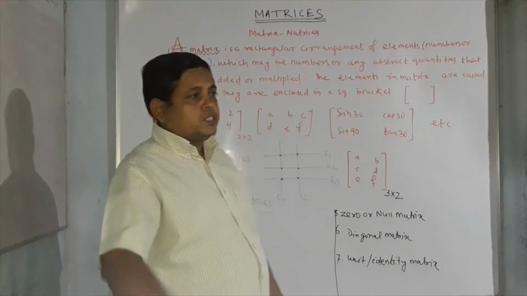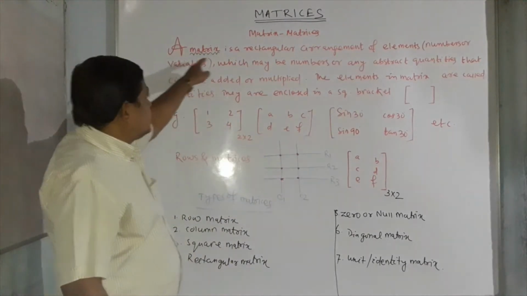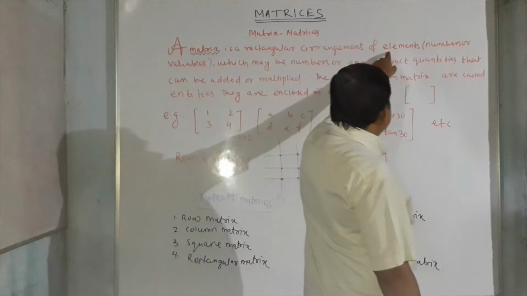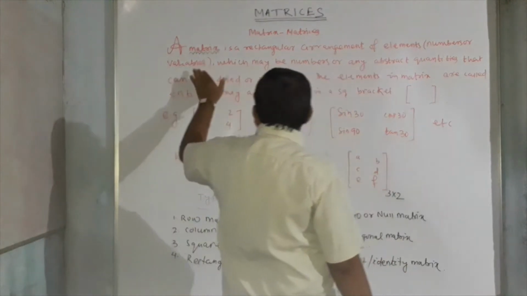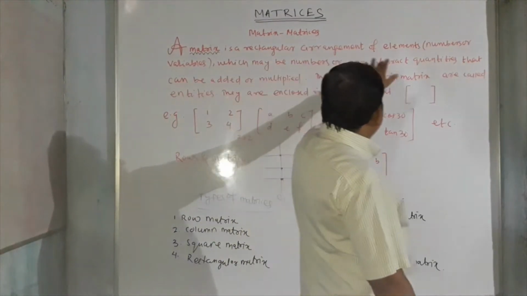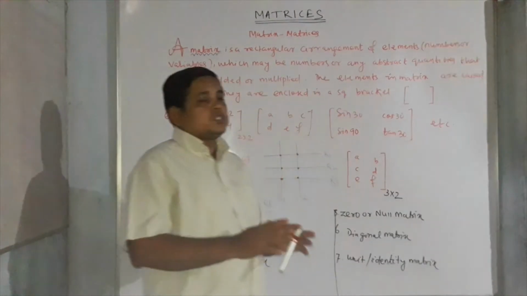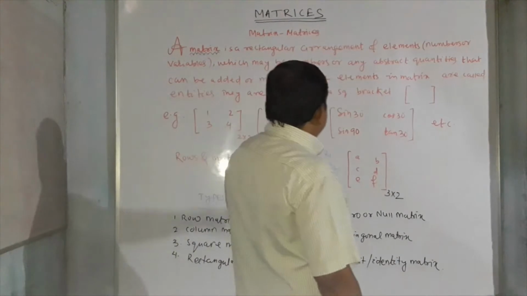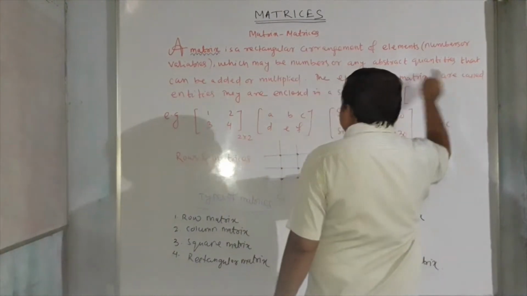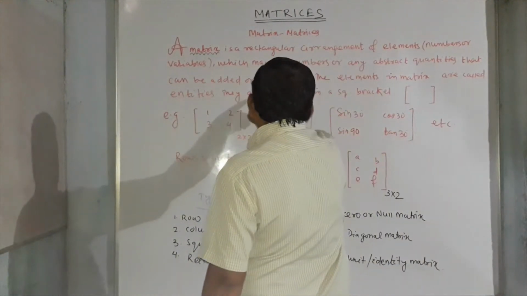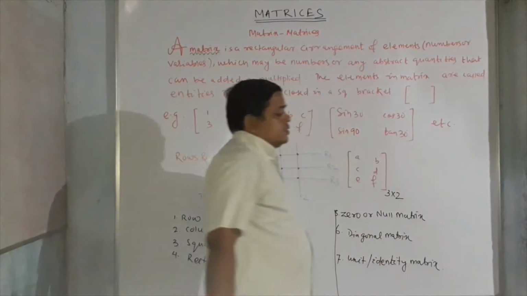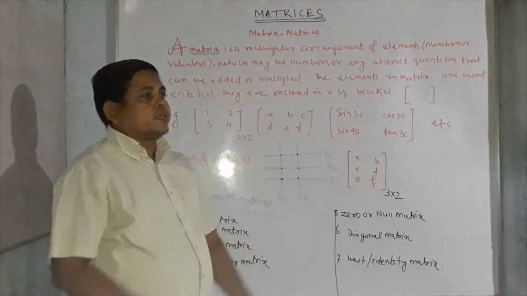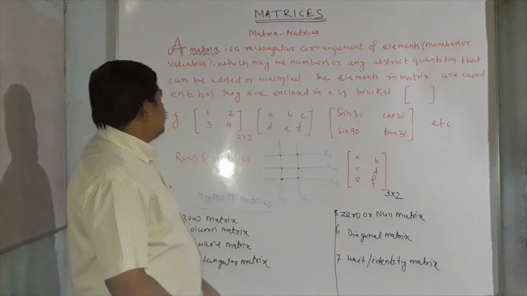Then we will study what a matrix is. A matrix is a rectangular arrangement of elements. What are the elements? Numbers or variables, which may be numbers or any abstract quantities. Abstract means it is not particular, and that can be added or multiplied. The elements of a matrix are called entries, and they are enclosed in square brackets. That means whatever you write, you write in the square bracket, or box bracket.